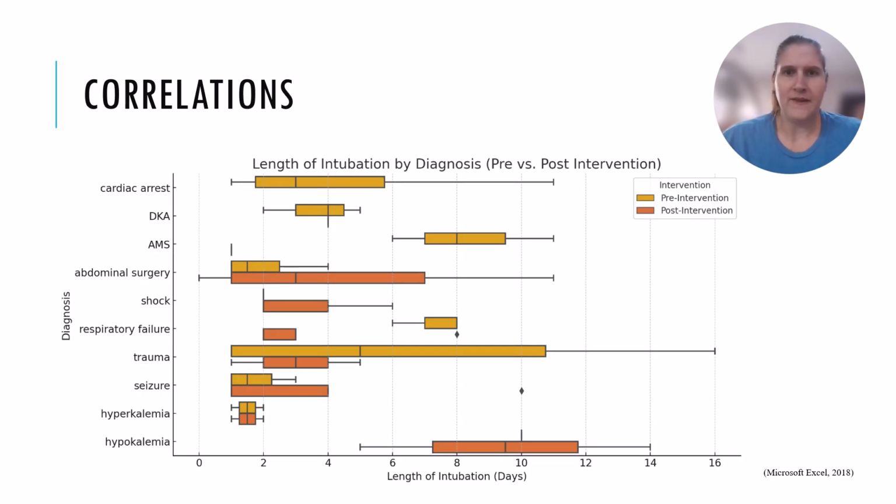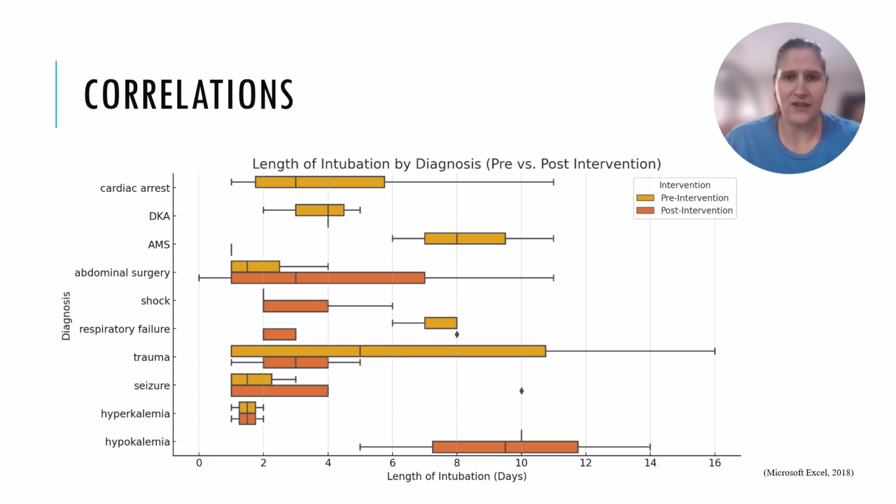This box plot compares the length of intubation across different diagnoses before and after standardizing the CPOT. The durations before are shown in yellow, and those after are displayed in orange. Each box in the plot represents the interquartile range with a black line inside denoting the median. The whiskers extend to the minimum and maximum values, excluding any outliers. This figure illustrates the change in intubation durations across various diagnoses following the standardization of the CPOT.